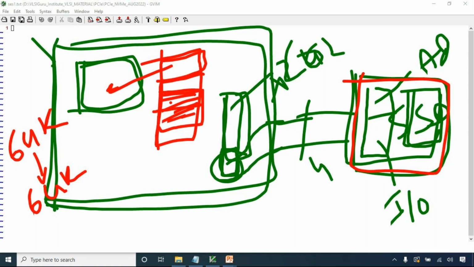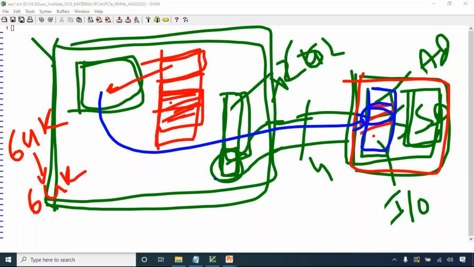Doorbell register, submission queue, tail doorbell register, completion queue, head doorbell register. There will be some specific register which will be programmed by the processor. I mean, the processor will initiate a programming to that. Through that, my controller knows that some commands have been loaded into my system memory.